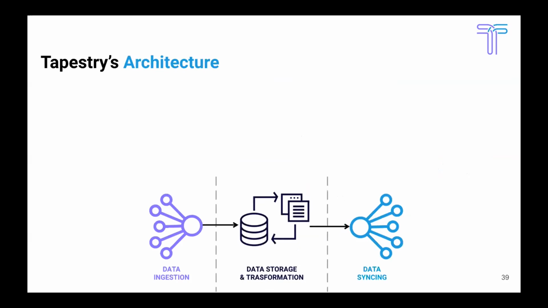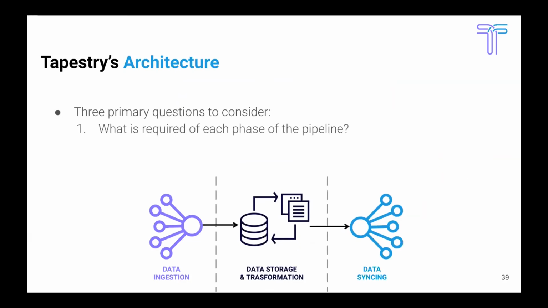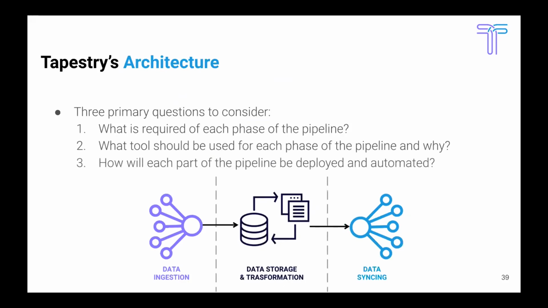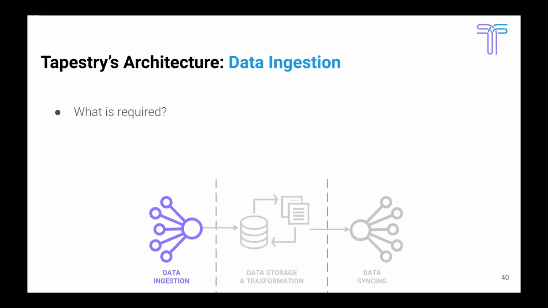In the upcoming sections, we will walk through each of these three phases in Tapestry's corresponding architecture. And as we do, we will consider these three questions. First, what is required of this phase? Next, what tools should be used for this phase and why? And finally, how will this part of the pipeline be deployed and automated? Let's start with data ingestion.